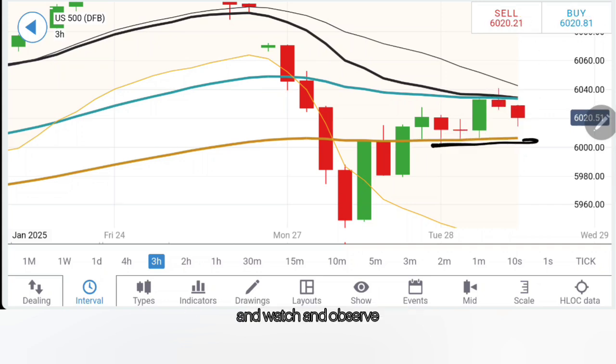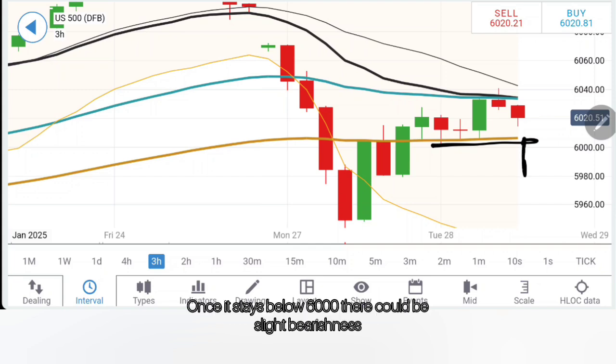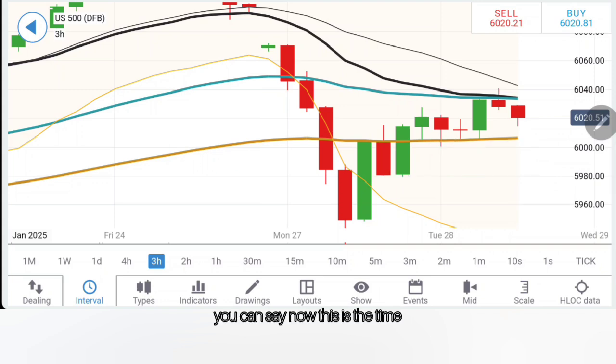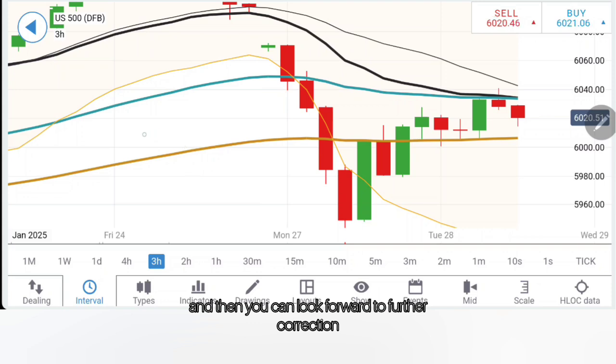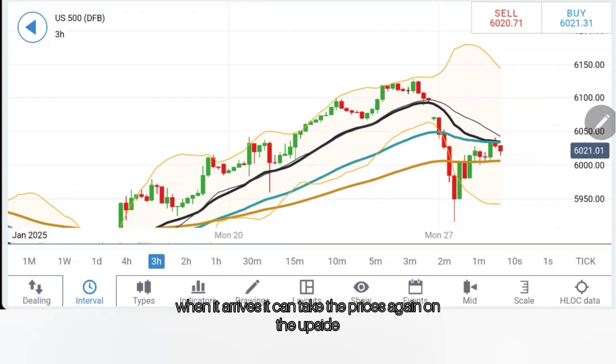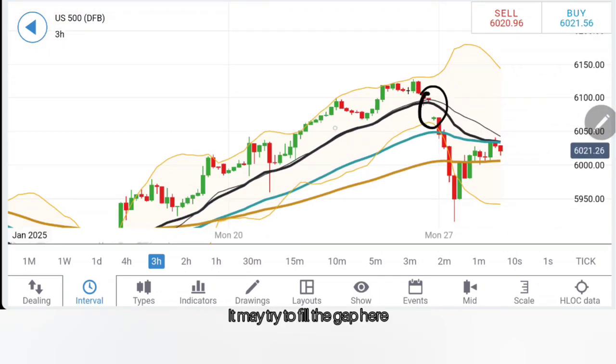Thus till 6,000 I will recommend you to wait and watch and observe how it behaves till the 6,000 level. Once it stays below 6,000, there could be slight bearishness, and once it trades below 5,980, you can say now is the time that the bears are taking over, and then you can look forward to further correction. What I am looking at right now is one bullish candle, a couple of bearish candles, and the next candle when it arrives can take the prices again to the upside. It may try to fill the gap here.